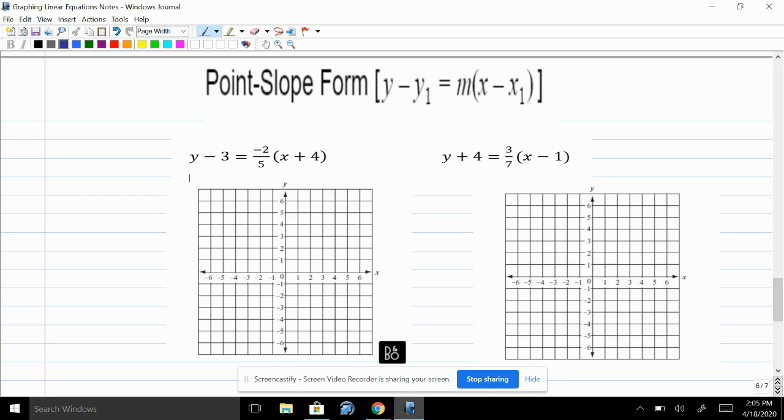All right, guys, so we made it. We're at our last form. We knocked out slope-intercept form. We knocked out standard form. Now we're going to look at the last form, which is point-slope form, which looks a little something like this.